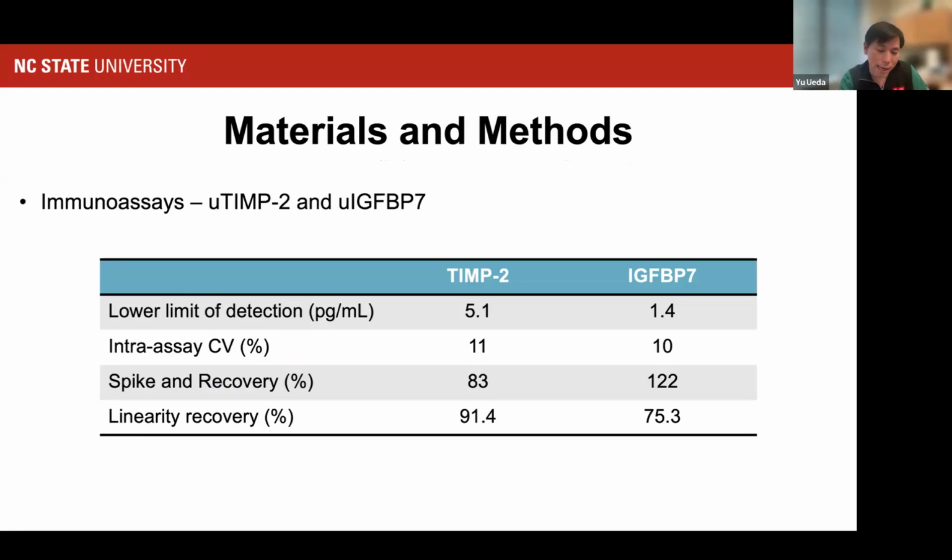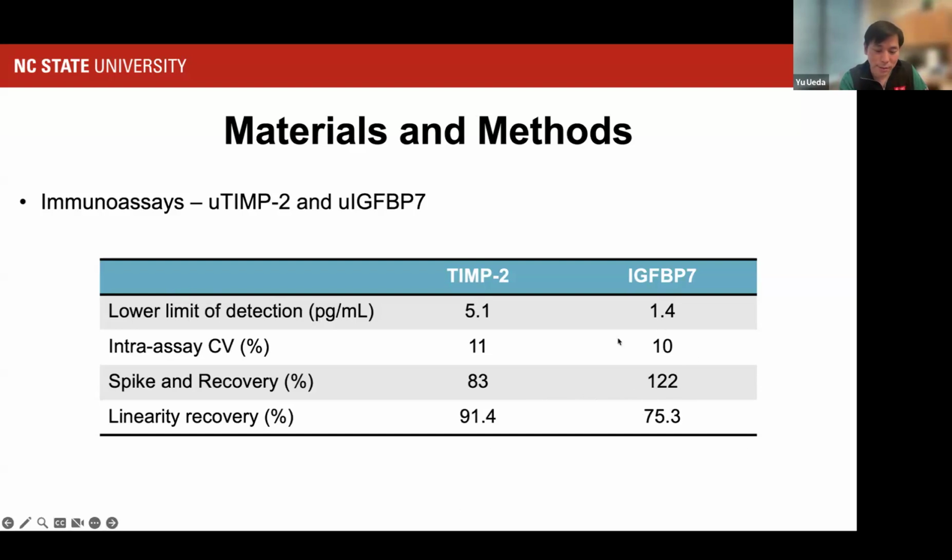These numbers are, I'm going to say, acceptable, not the best numbers, especially if you look at the spike recovery, which should ideally be between 90 and 110%. It's a little bit out of that ideal range. And the linearity recovery is usually acceptable if it's from 80% to 100%, so it's a little bit less than 80%, especially for IGFBP7.